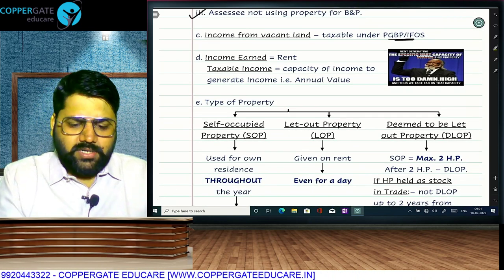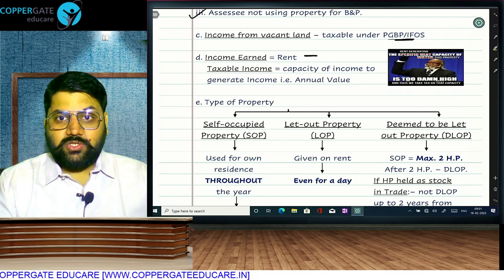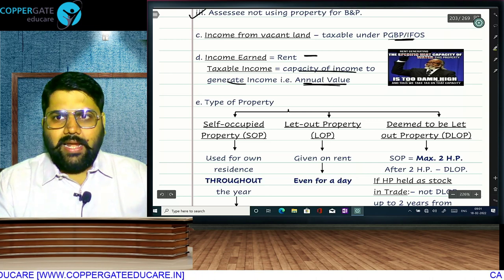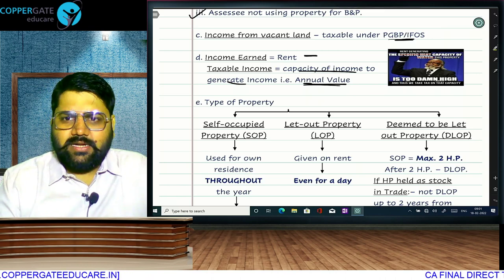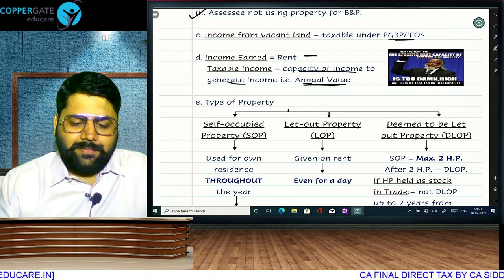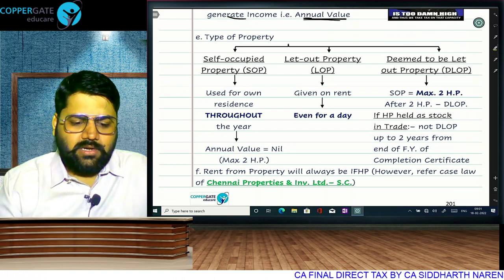Very important, the income that you will earn is rent from your tenant, but what you will pay tax on is not the rent, you will pay tax on the annual value, the capacity of the building, not the land but the building, to generate income. The taxable income is going to be the capacity of the building, not the actual rent but the capacity, because of the combination of check cash possibility under immovable properties.